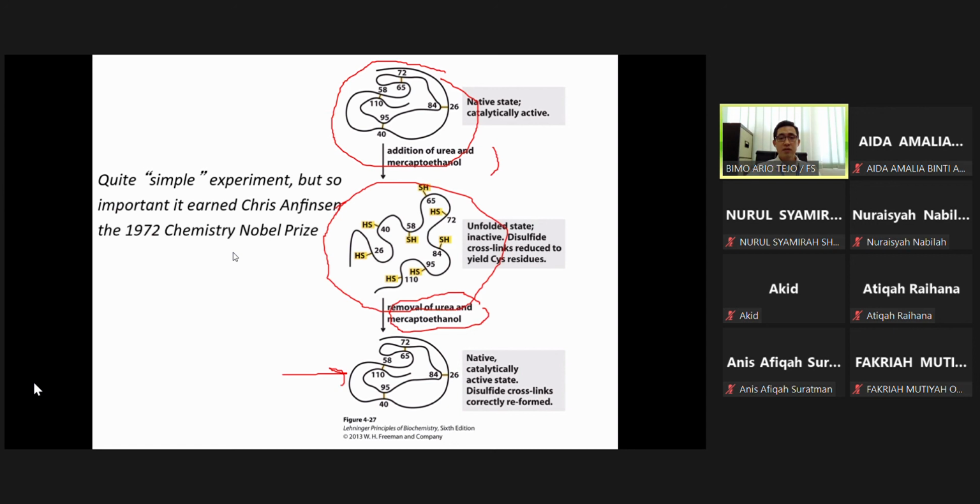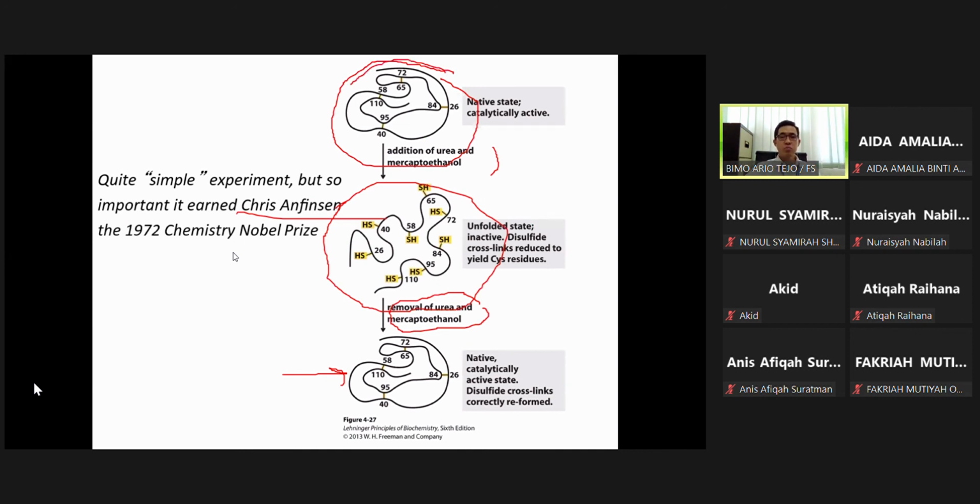And this has been proven by Christian Anfinsen. Remember, Anfinsen is the person who said that the structure of a protein depends on its sequence. So that's why he came up with that concept. We call it the Anfinsen dogma. Remember my first lecture, the Anfinsen dogma, because of this experiment.